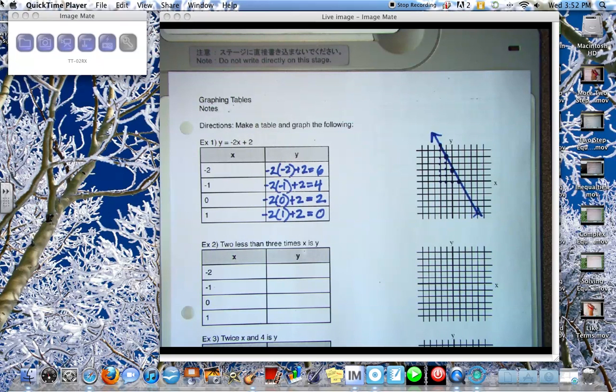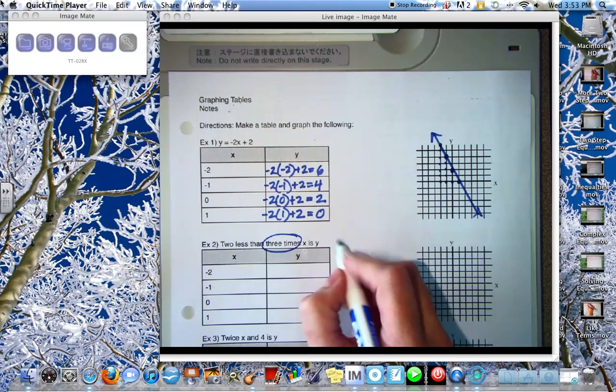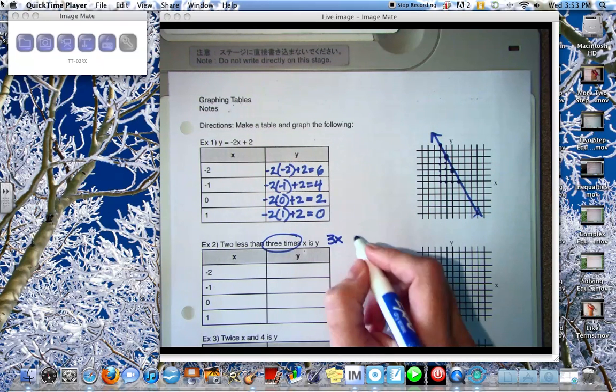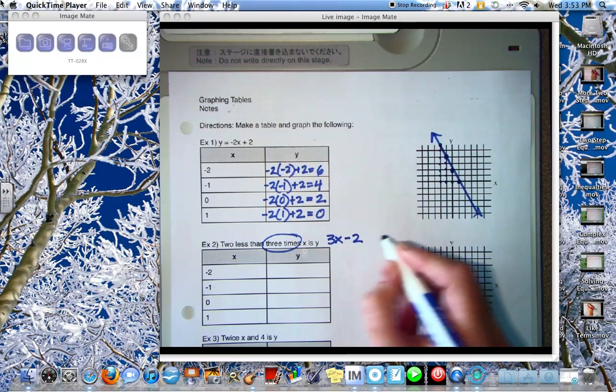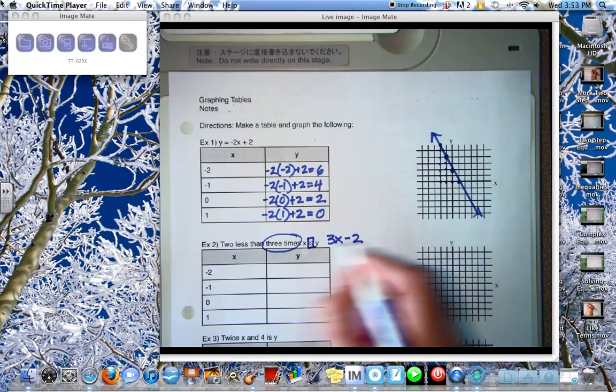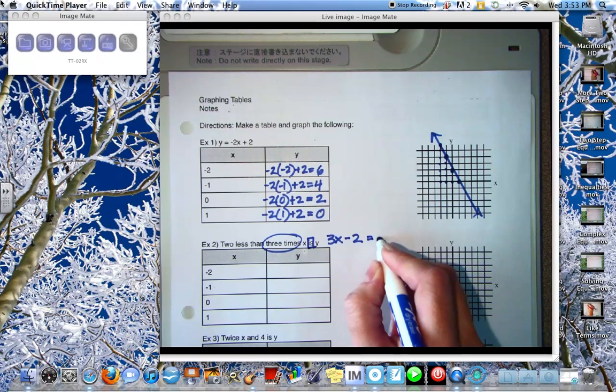Example 2 reads, 2 less than 3 times x is y. So remember, 2 less. This is less than this quantity here. So 3 times x is 3x. We have 2 less, so we're subtracting that. Is equals y.